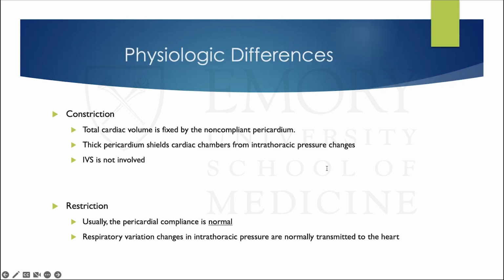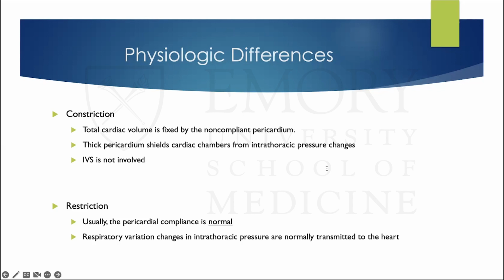So I think the big thing to understand when you're looking at these two is what is the big difference in terms of physiology. So in constrictive processes, like I've mentioned, you have scarring of that pericardium. So you have a non-compliant pericardium with a total cardiac volume that's essentially fixed. Whereas in restriction, pericardial compliance is usually normal. The other thing to remember is that in constrictive pericarditis, you have a very thick pericardium that also physiologically shields the cardiac chambers from changes in intrathoracic pressure, right?